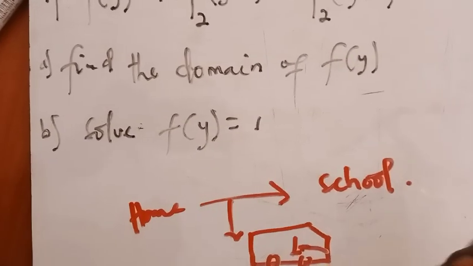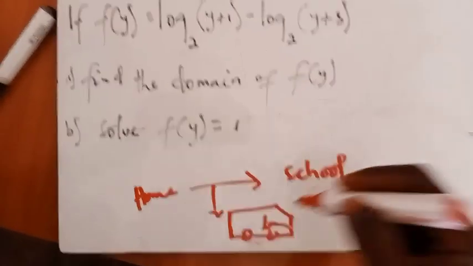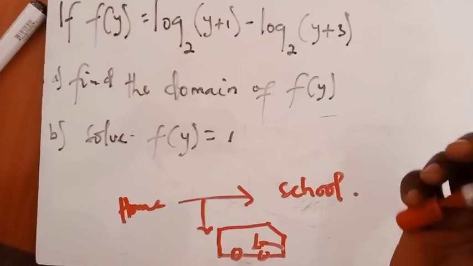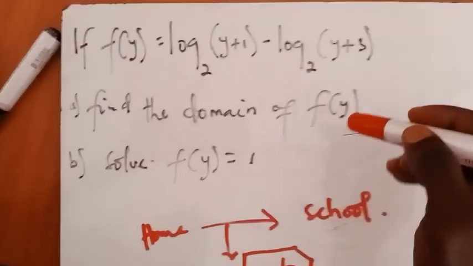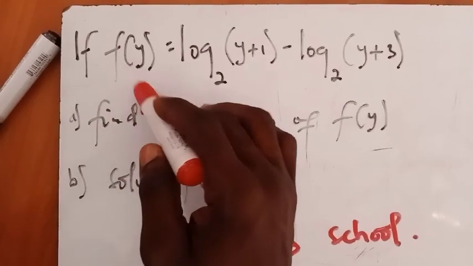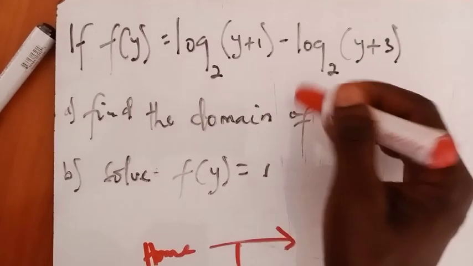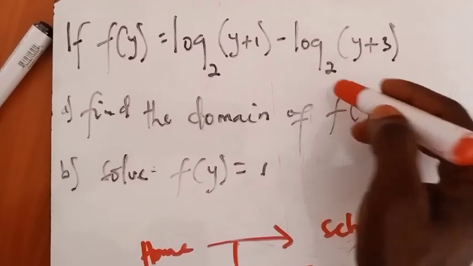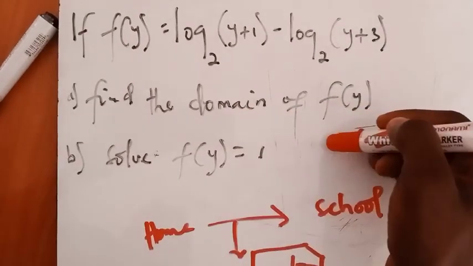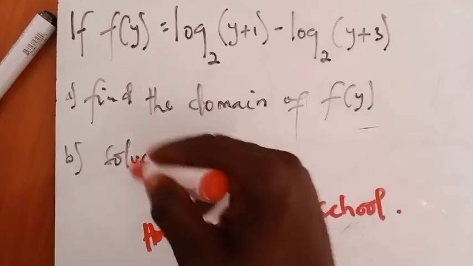So limiting our understanding to a vehicle here, assuming that you need a vehicle that can convey you from one point to the other. Now, all that I mean here is bringing the idea to solving this particular question. If f of y is equal to log of y plus 1 base 2 minus log of y plus 3 base 2, you want to find the domain of f of y. Is that okay? And then moreover, you want to solve this particular question.